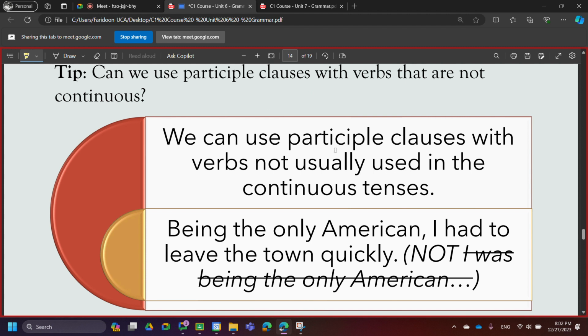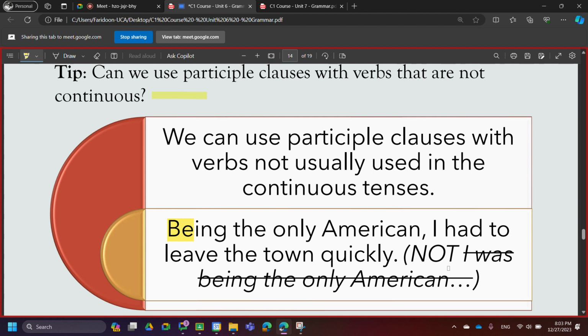Let's see. We can use participle clauses with verbs not usually used in the continuous tenses. Okay? For example, being the only American, I had to leave the town quickly. So when you have a verb, see, we can use participle clauses with verbs not usually used in the continuous tenses. If you remember, be was one of those verbs that were considered not to be used with the continuous tenses that much. Okay, so if you have these ones, you can also use them in the participle clauses. So the answer to this question is kind of like a yes.